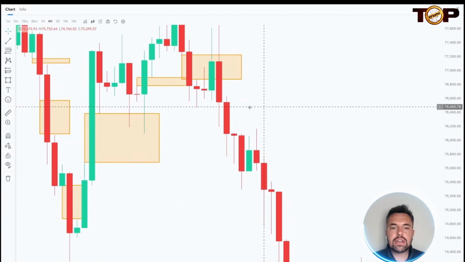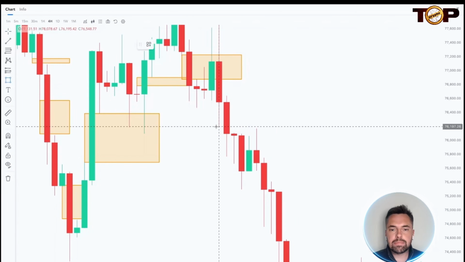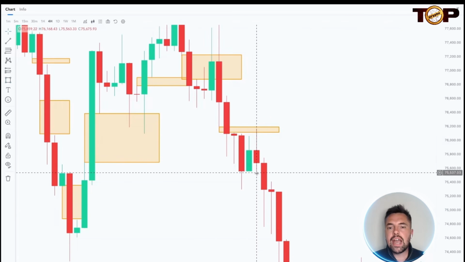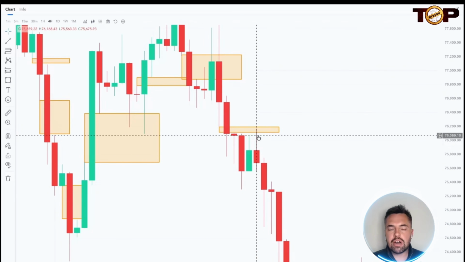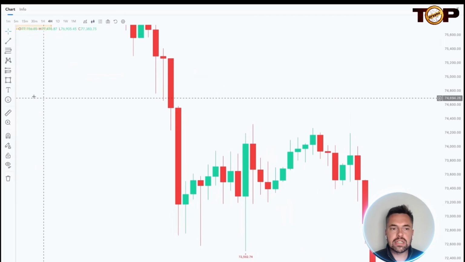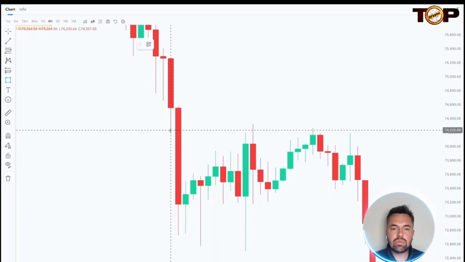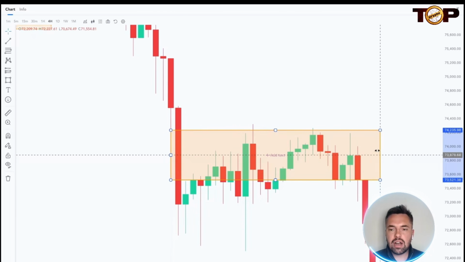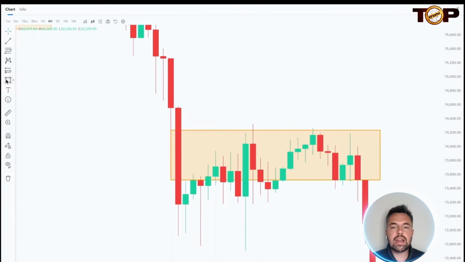Now, you're not using fair value gaps to enter trades blindly, right? You're using them as a reference point, a zone where, if price returns and the overall direction of the market agrees, there's a logical reason to look for an entry. The fair value gap tells you where the market left an imbalance. Your job is to check whether the higher time frame structure agrees with trading from that zone.